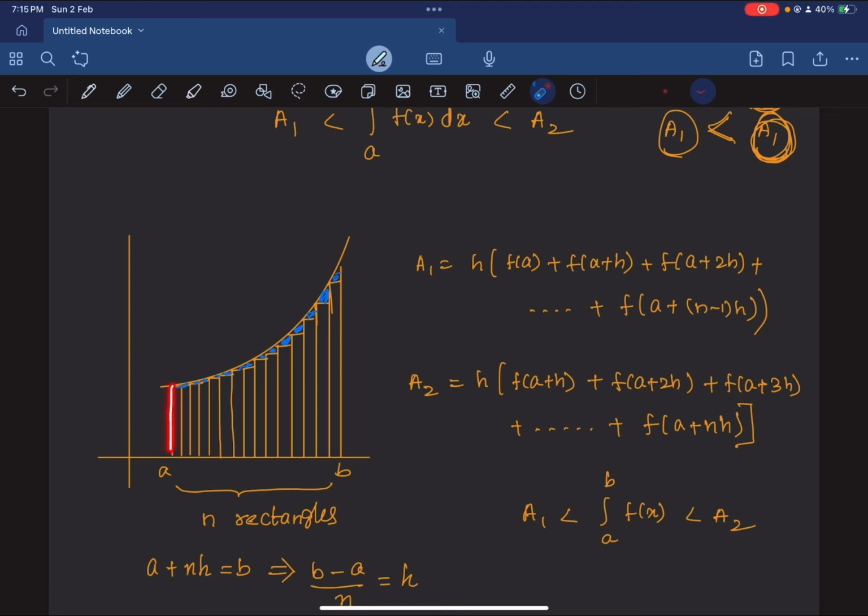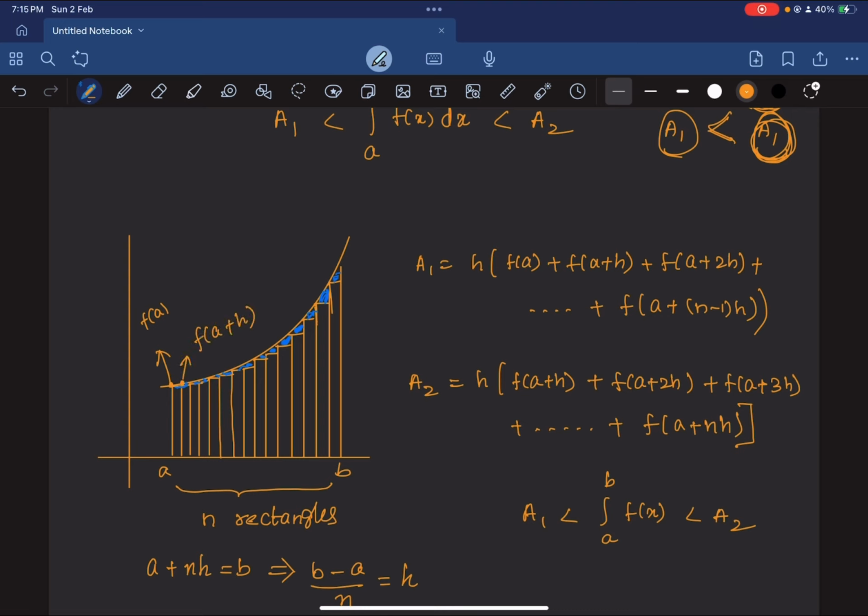Then the 2 lines that form a single rectangle lie very close to each other. All right, very close to each other. So this will be f of a. All right, so I'll write it up. So this point will be f of a, and this point will be f of a plus h.